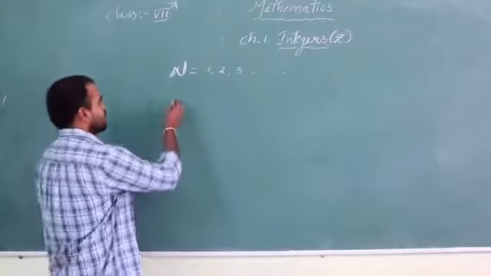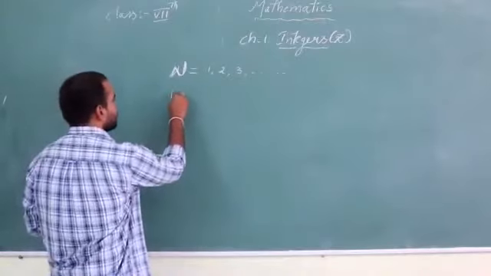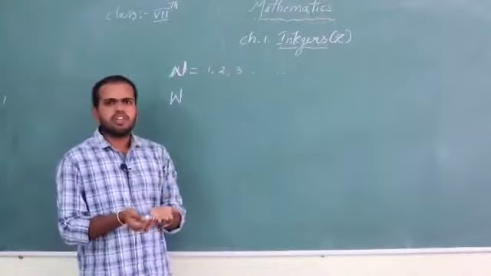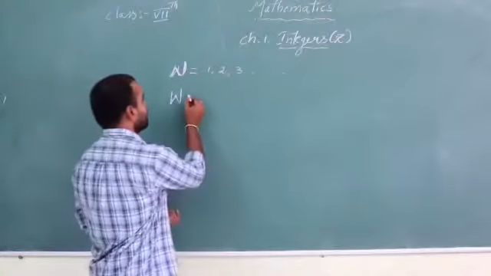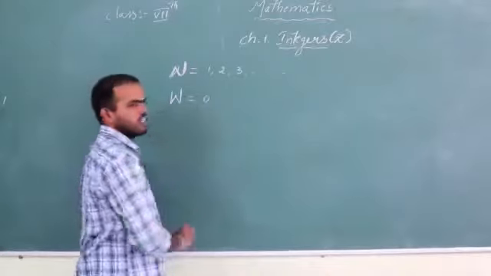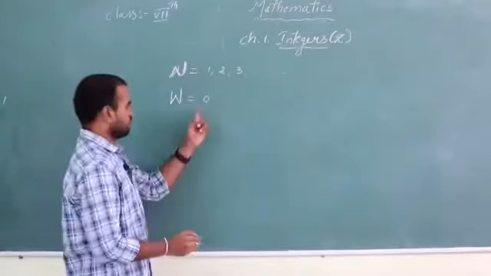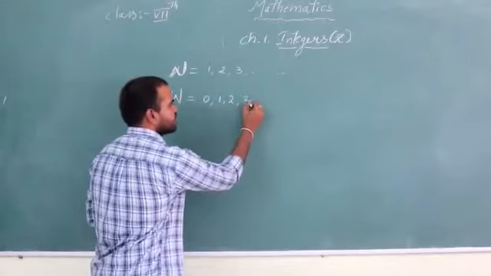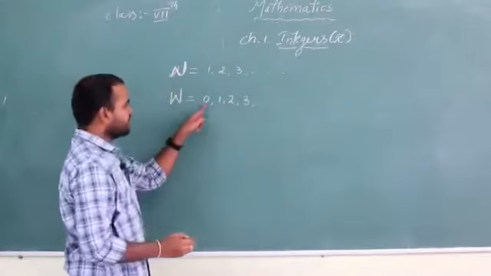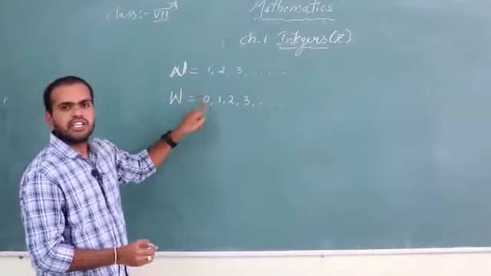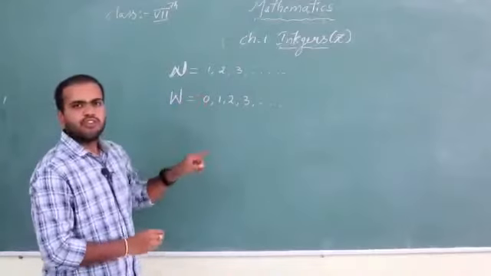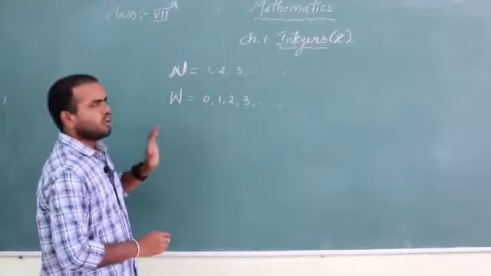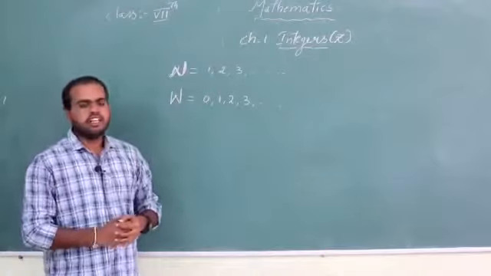Now next, you learned about the whole number system. What is the whole number system? Whole number system means if you include 0 in the natural number system. What are the natural numbers? 1, 2, 3, and we included which number here? We included 0. So if you include 0 in the natural number system, it is nothing but whole numbers.